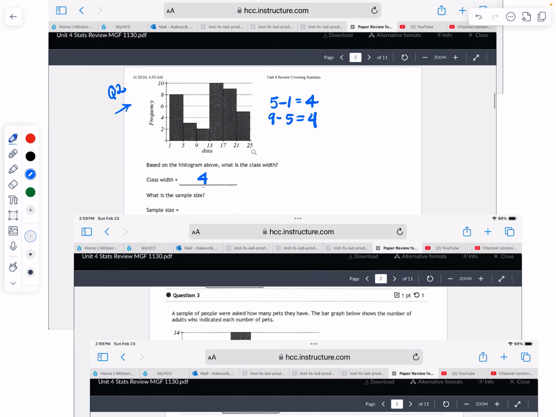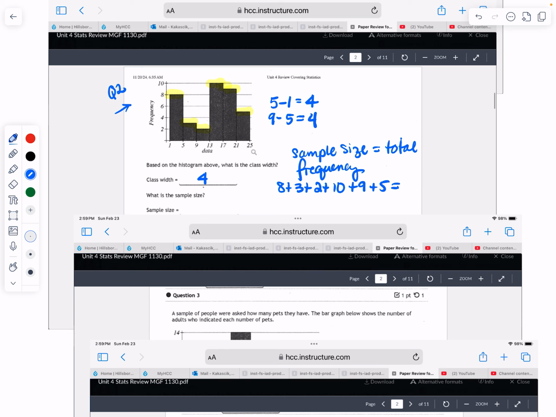To find the sample size, I need the total frequency. And to find the total frequency, I'm just going to add up all the histogram's values. Okay, so that becomes 8 plus 3 plus 2 plus 10 plus 9 plus 5.